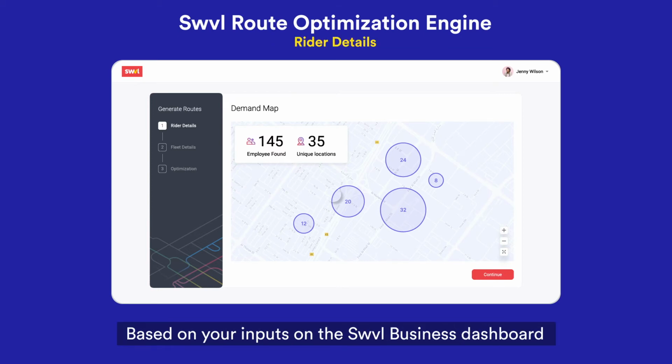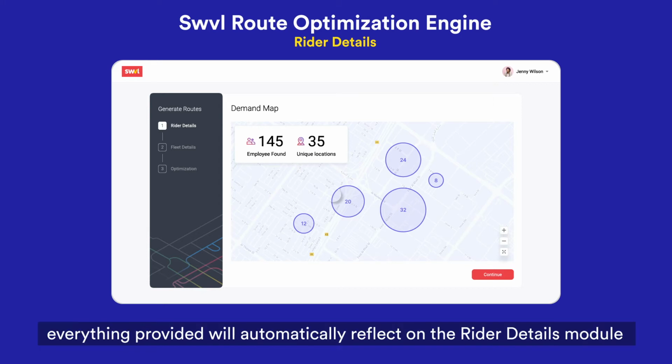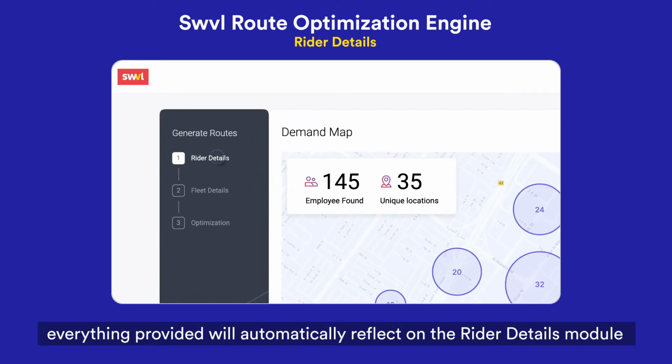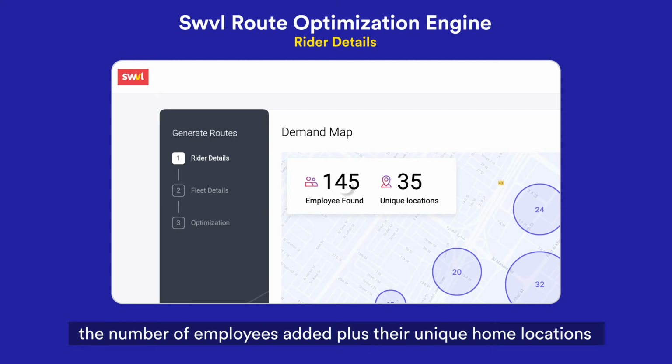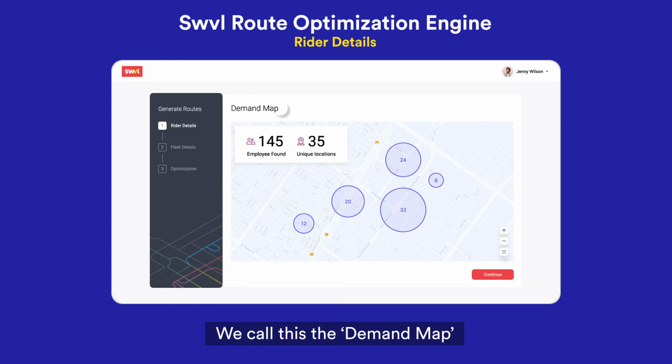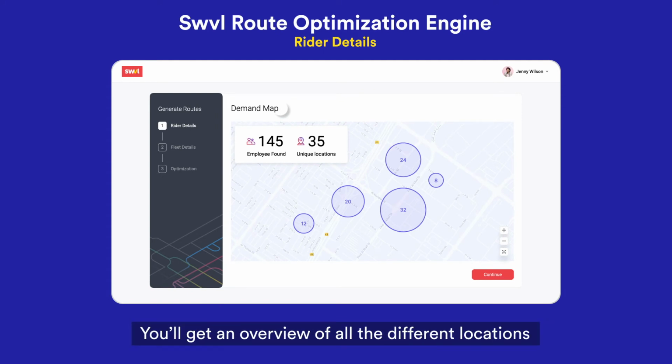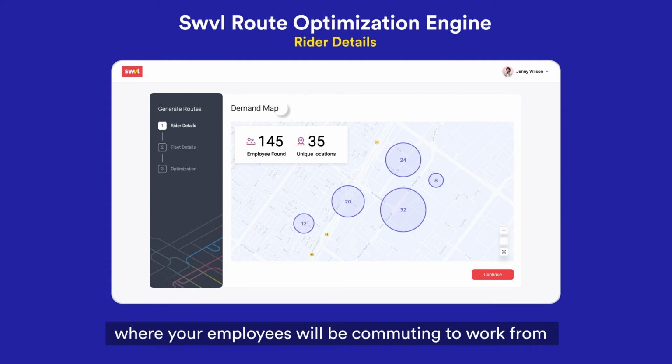Based on your inputs on the Swvl Business Dashboard, everything provided will automatically reflect on the Rider Details module. The number of employees added plus their unique home locations. We call this the demand map. You'll get an overview of all different locations where your employees will be commuting to work from.